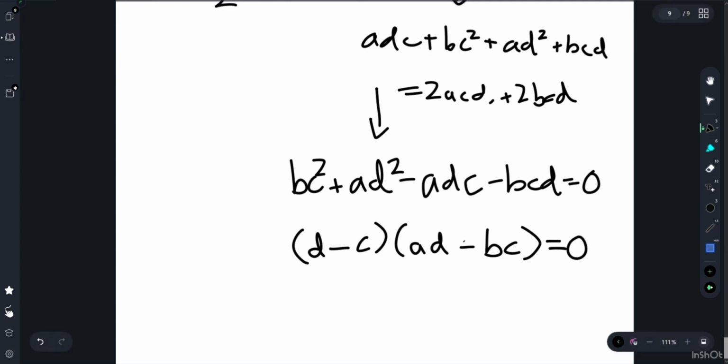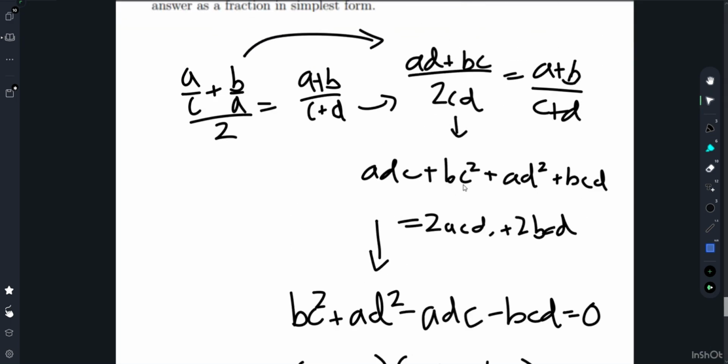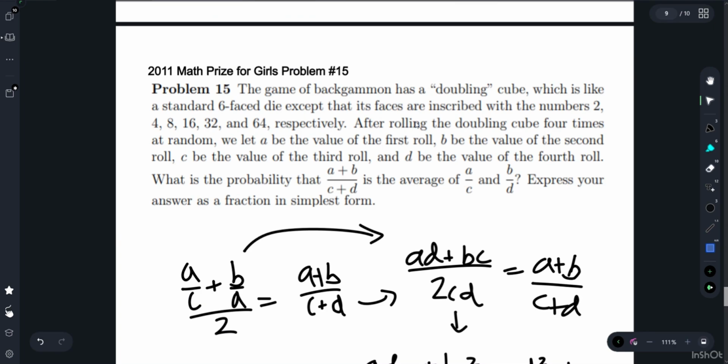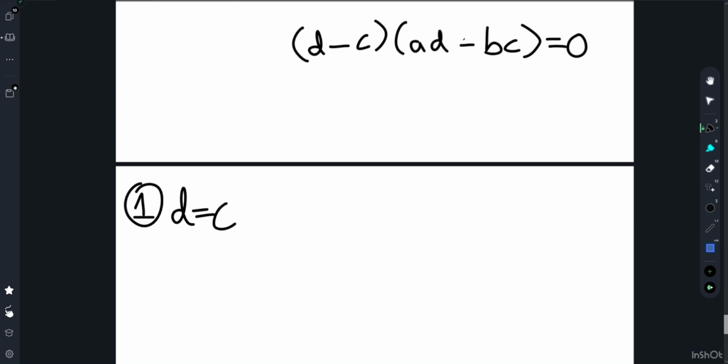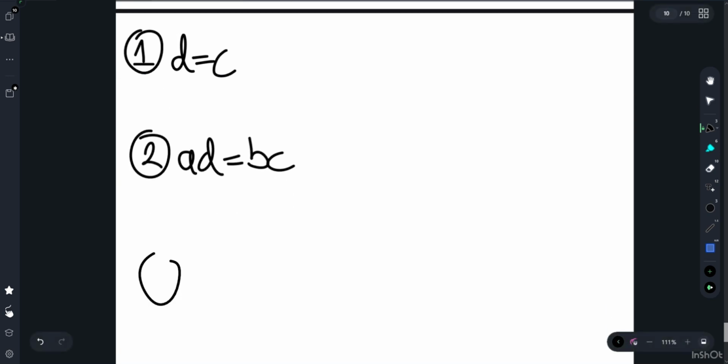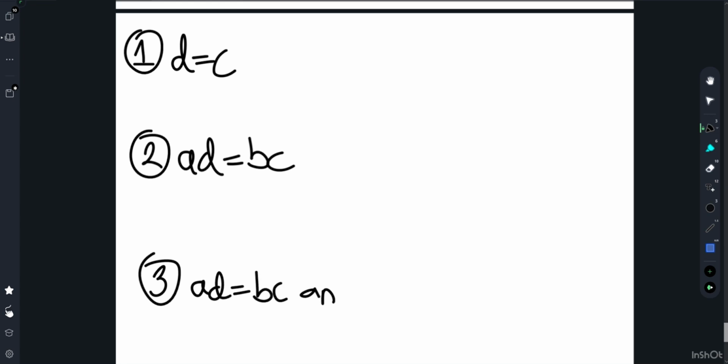So now, here comes the counting portion of the problem. Let's add a new page. Okay, so now we want these to be equal. We can separate this into cases. Case 1: D is equal to C. Case 2: AD is equal to BC. And a third case where AD is equal to BC and D is equal to C.